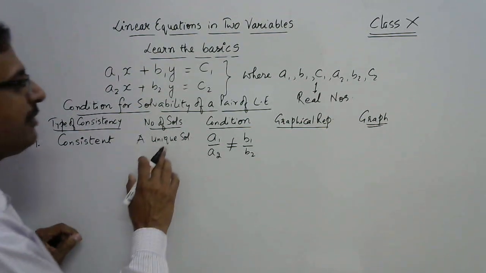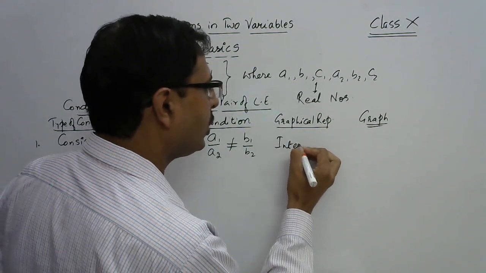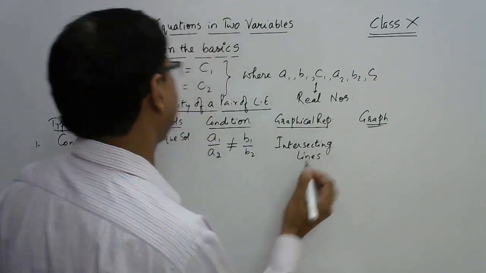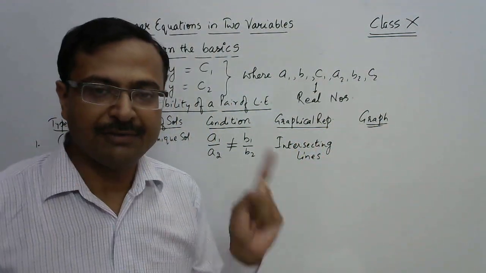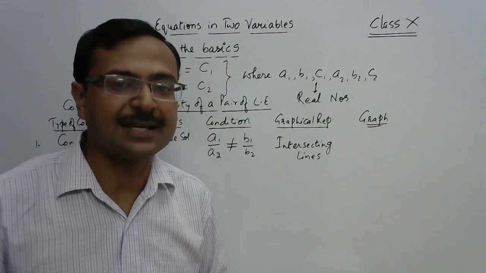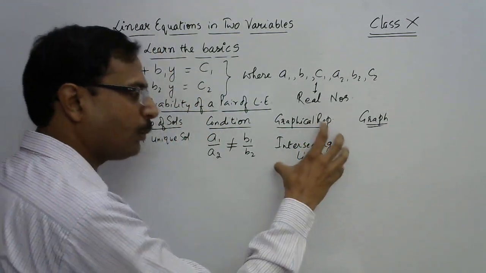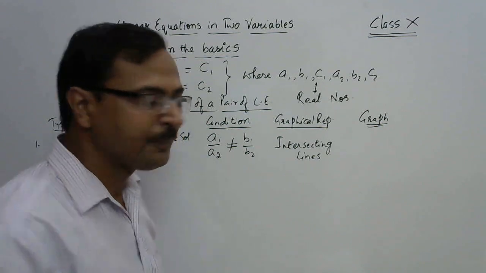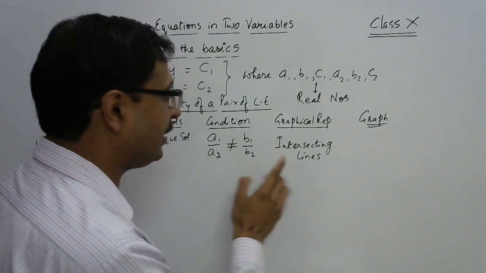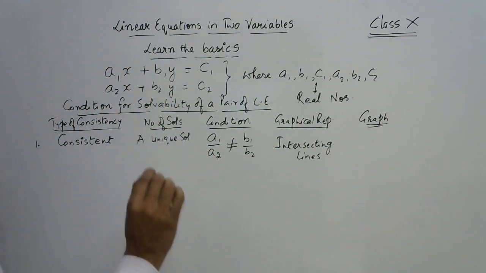So whenever we have a unique solution, the graphical representation will have two intersecting lines. Obviously you know that whenever we have a linear equation in two variables and you draw its graph, the graph is always a straight line. So both the straight lines will intersect. The point of intersection of two lines can be only one. So that particular point will give you the unique solution of that pair of linear equations, and the condition for that is a1 upon a2 is not equal to b1 upon b2.